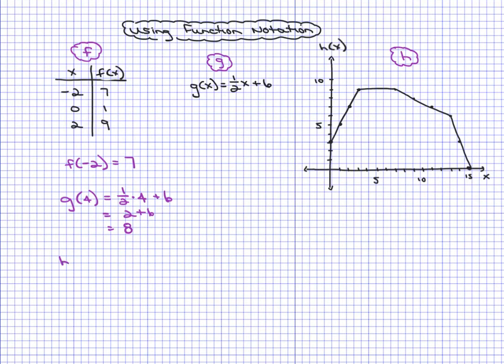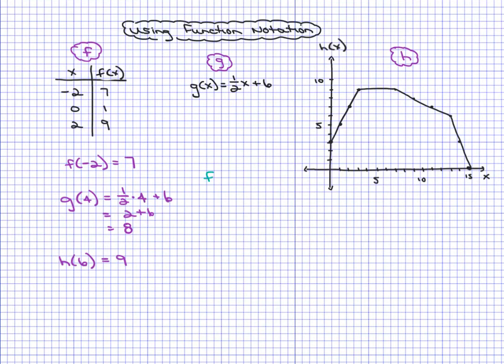What about if we use the graph? What is h of 6? On a graph, we input 6, that's our input. So let's find our x value of 6 and come up to where it hits the graph. At that point, the output is 9. So on the graph, when we input 6, the output is 9. So these are all examples where we know the input and we want to find the output. What if we go the other direction? What if I give you the output and we have to figure out the input?